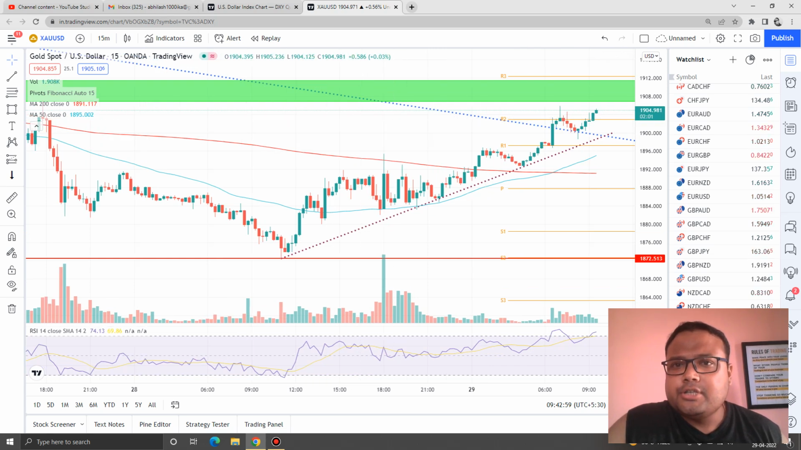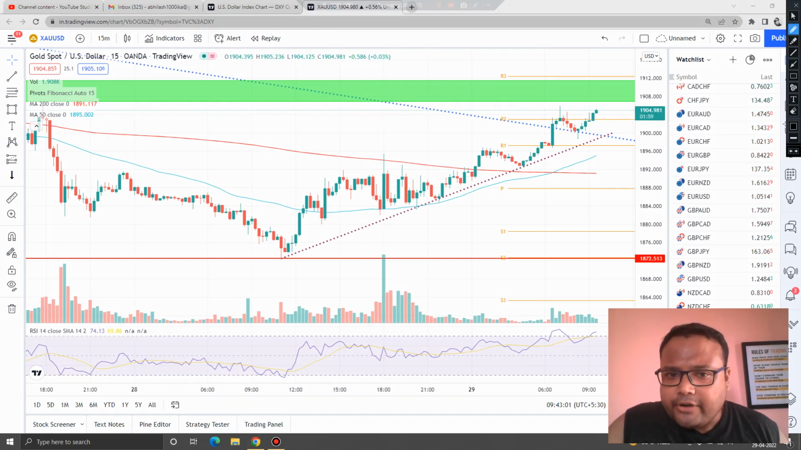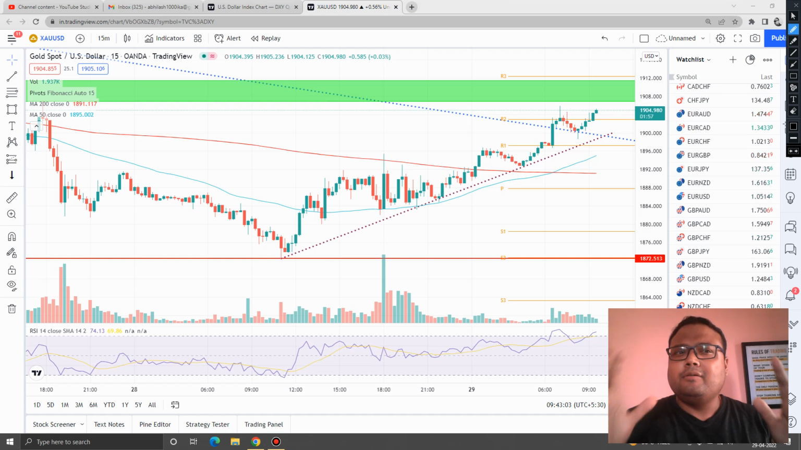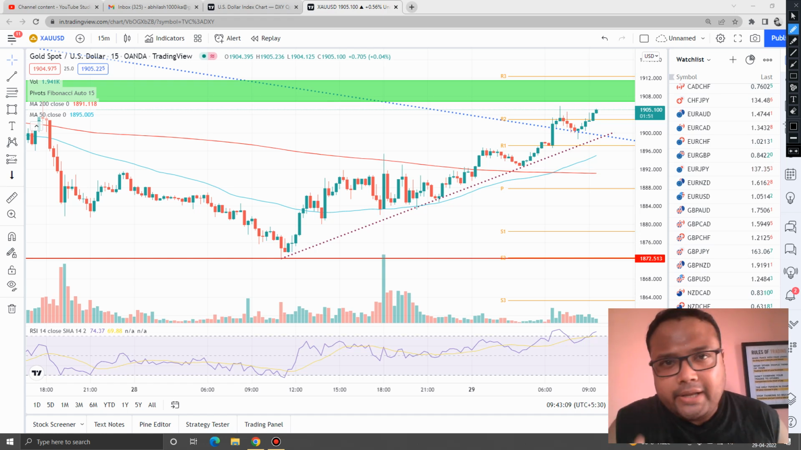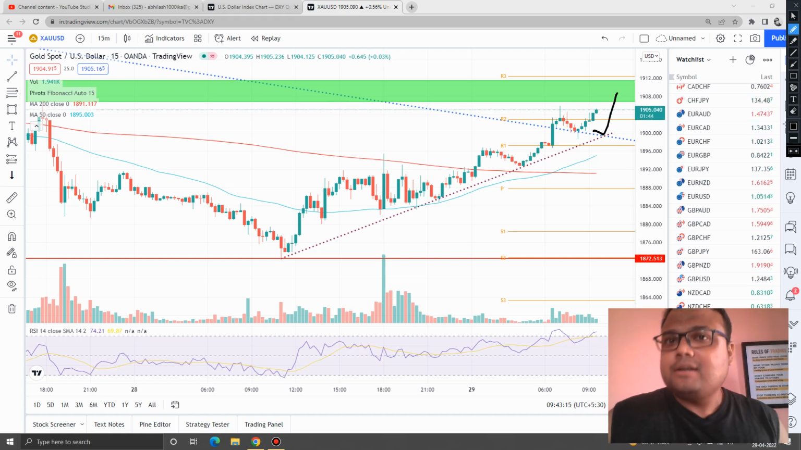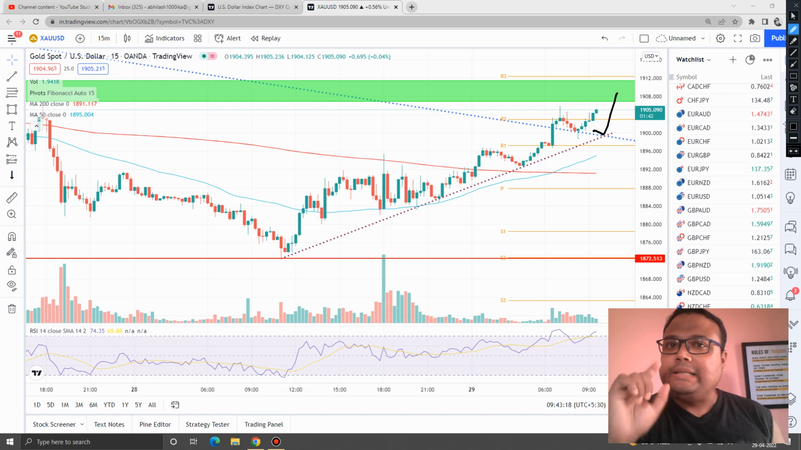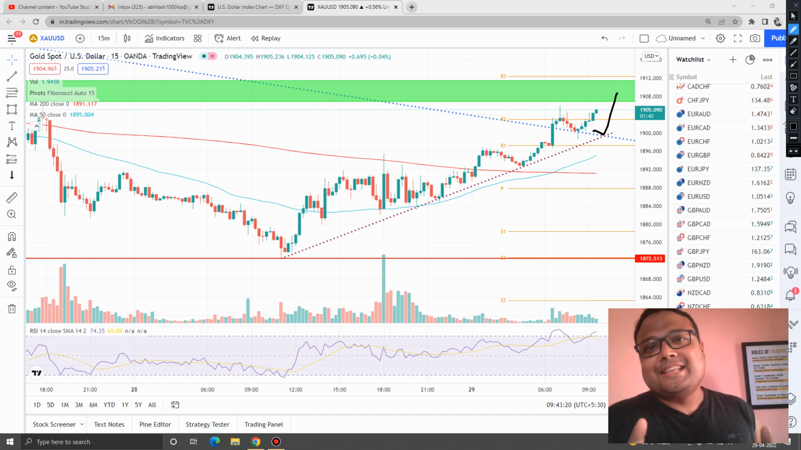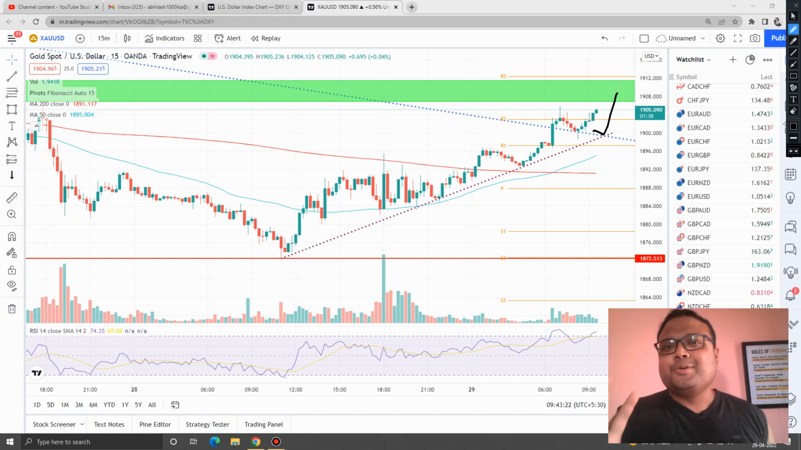If I take the 15 minutes chart, we can see that the trend line is acting as support, but trend line on a 15 minutes chart is not a very reliable level. If you are an experienced trader, if you have been trading for some time, if you see market bouncing from the trend line on the 15 minutes chart, then you can take a buy position. But yes, experience and risk management and stop loss is your risk.